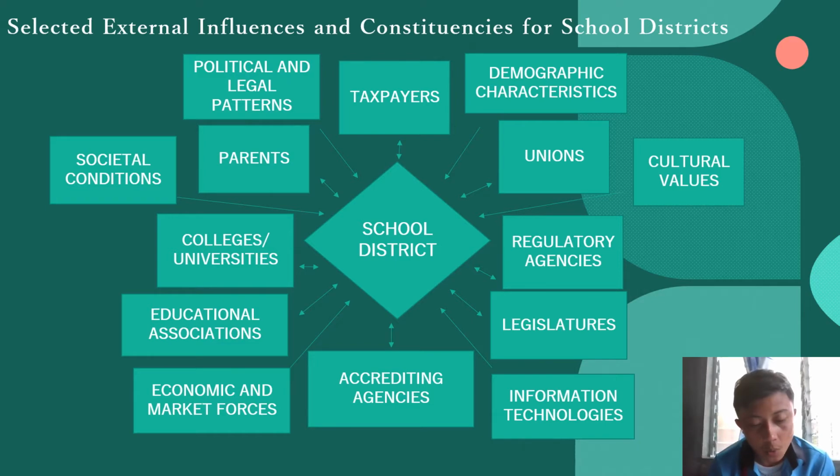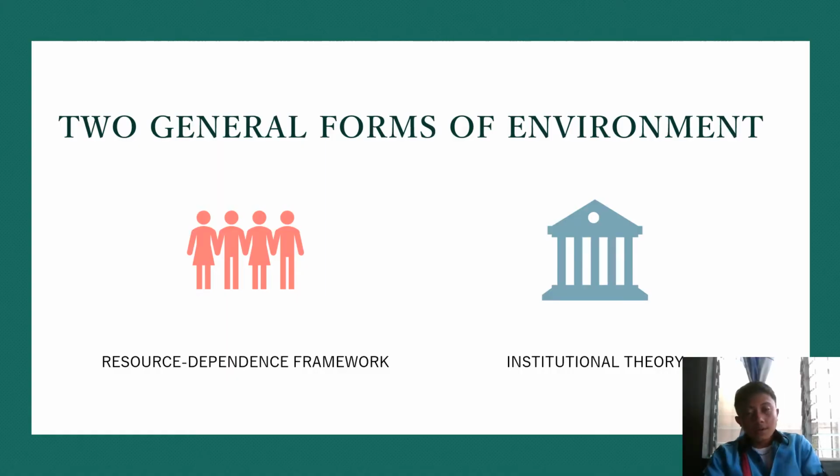What are the importance of accountability in education? Educational accountability enhances teaching and learning in the school system. It forestalls the misuse of public funds and facilities. Accountability in the school system also enhances the realization of institutional objectives. There are two general forms of environment. First is the resource dependence framework, and the second is the institutional theory.